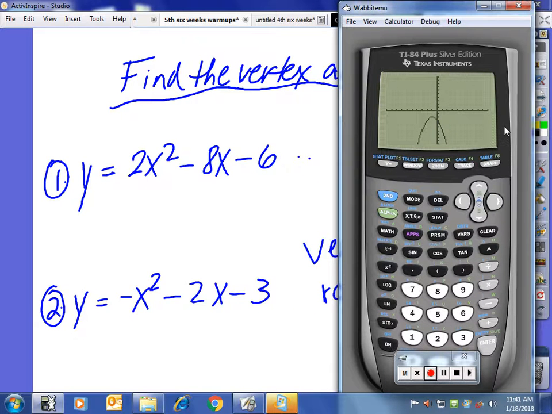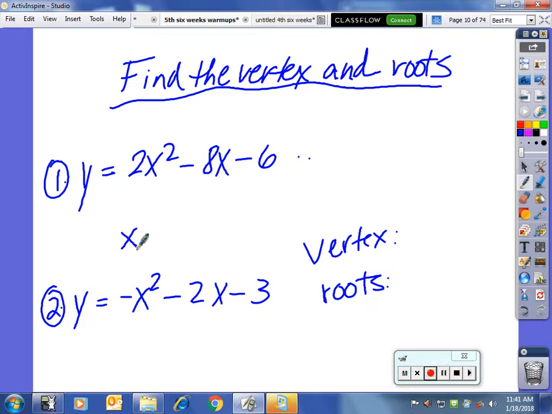Let's see exactly what the vertex is. Half brain, half calculator. You find the x, the calculator finds the y. The x is found by doing the opposite of b over 2a, which would be positive 2 over 2 times negative 1, which is negative 1, which is kind of what it looked like on the picture.